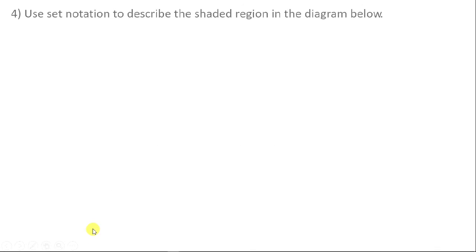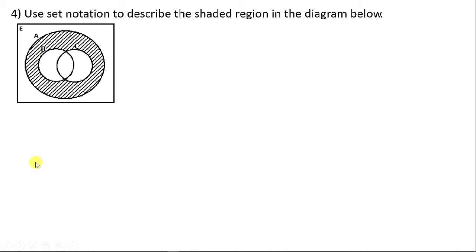We continue. Use set notation to describe the shaded region in the diagram below. That is our shaded region. Now, E looks at all the elements under discussion. That is our Venn diagram. We've been given set A, we've been given B, and we've been given set C. B and C are subsets of set A because they are found inside set A.